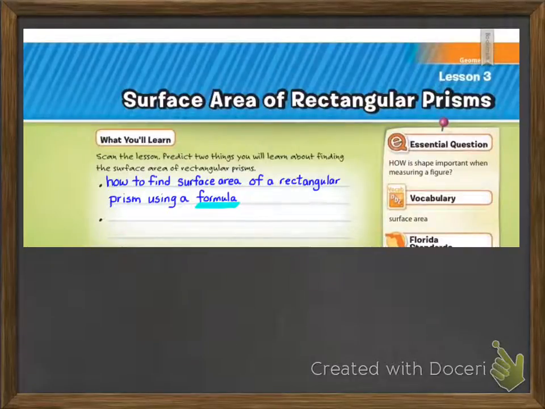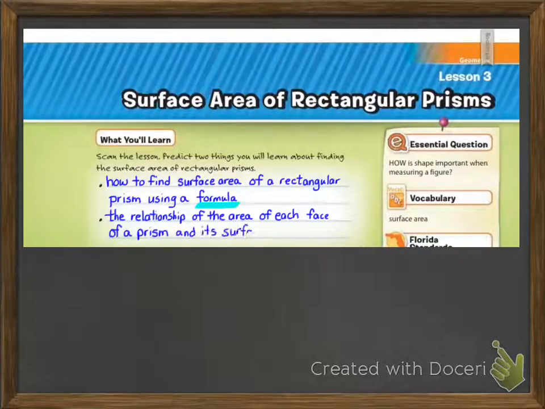So the two main things we're going to be working on today is we're going to learn how to find surface area of a rectangular prism using a formula. Now it's not going to be a very friendly looking formula. It's very long, but once we break it down you'll see that it really is super simple because it just requires basic multiplication and addition. And the other thing we're going to be working on today with this lesson is we're going to look at the relationship of the area of each face of a prism and its surface area. So you're going to see how it all ties in together.